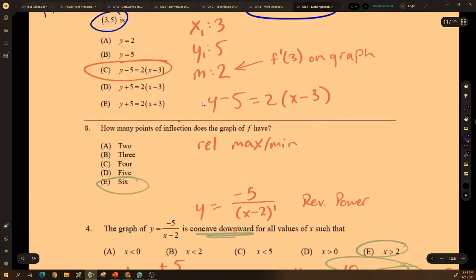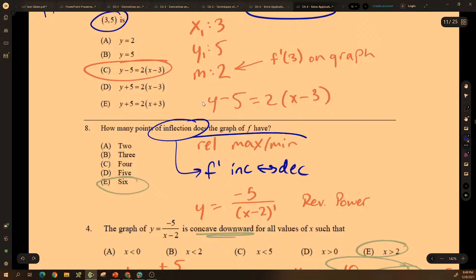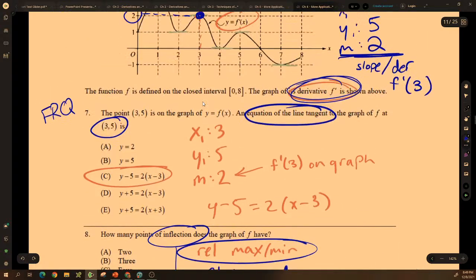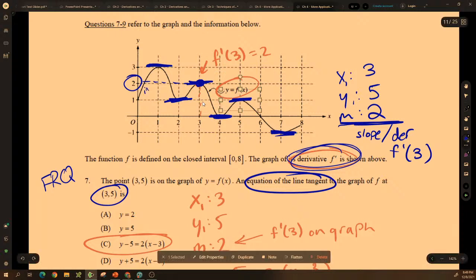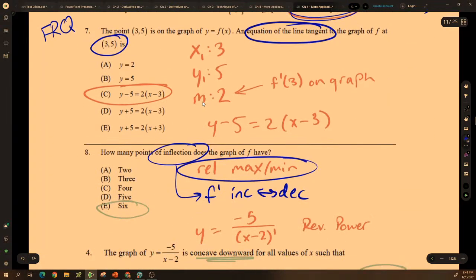So we need to know that inflection points on f prime are when f prime changes between increasing and decreasing, which are also our relative maxes and mins. So up here, I counted 1, 2, 3, 4, 5, six relative max and mins, where the graph changes, increasing to decreasing, back to increasing, and keep going, right? But we had 6 of those.